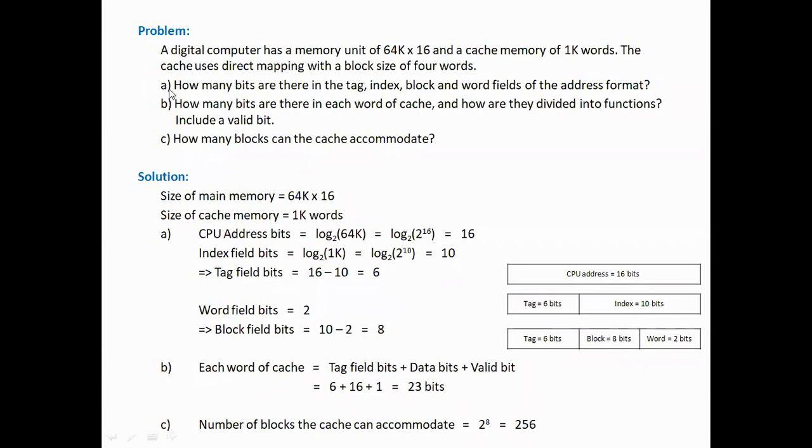Now part A: how many bits are there in the tag, index, block and word fields of the address format? So first let us see how many bits are there in the tag and index. We have been given that the size of main memory is 64K into 16, and size of cache is also given as 1K words. What will be the CPU address?